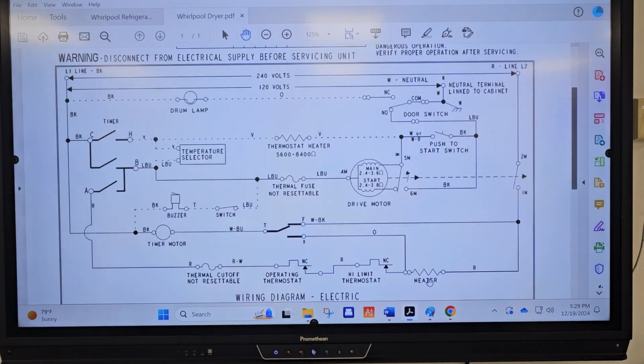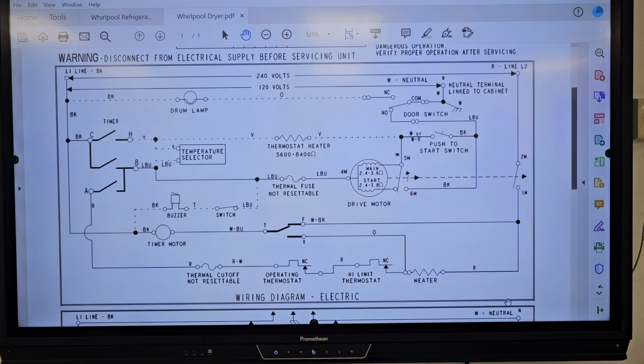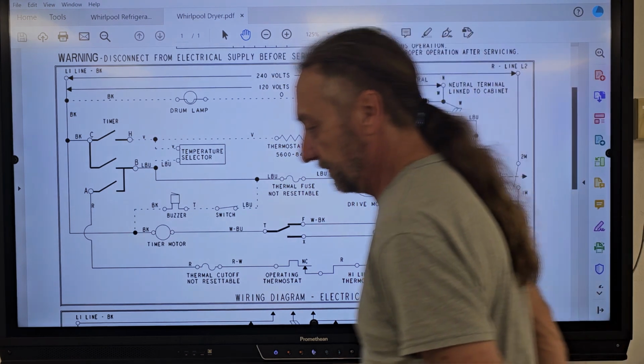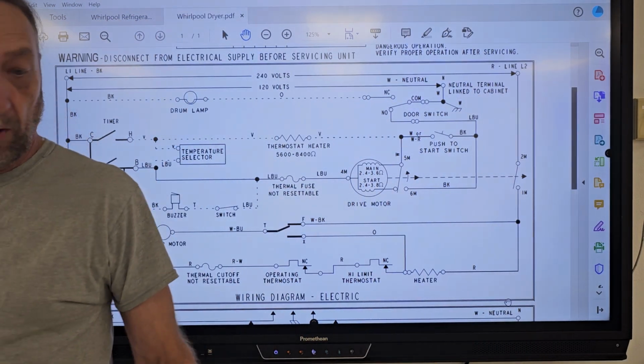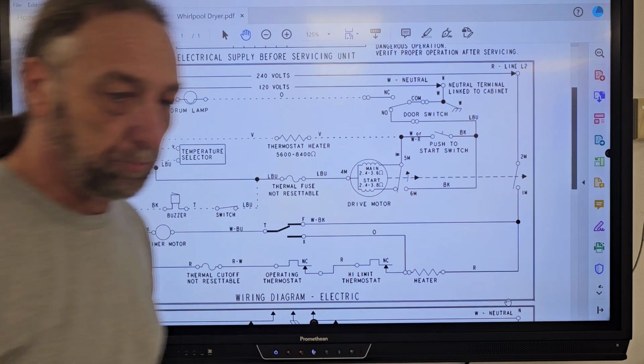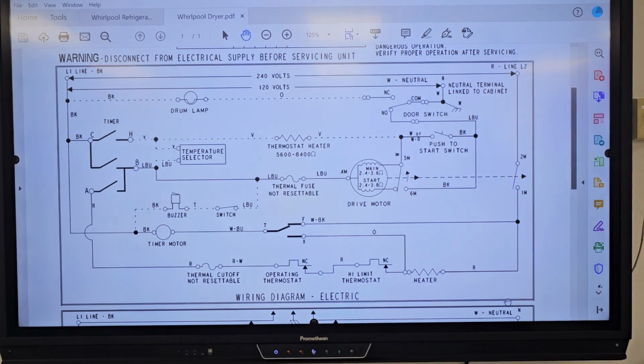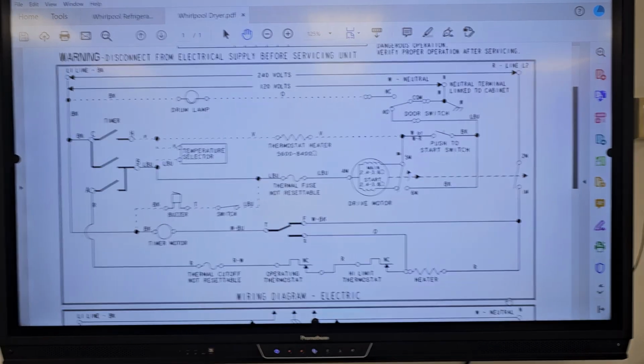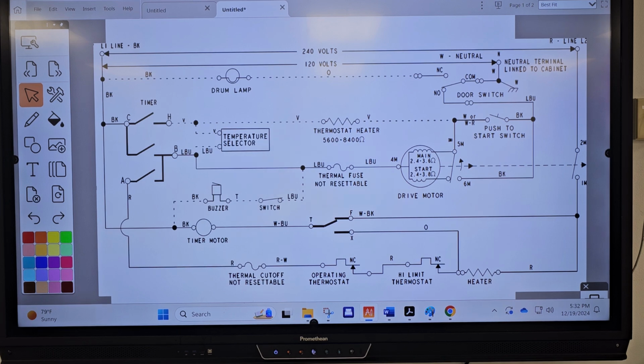Here. So here's the diagram. Dryer runs and doesn't heat. So our focus, you know what? Let me pull that into the other program. I'm going to pause this just for a second. So we said dryer runs and doesn't heat.